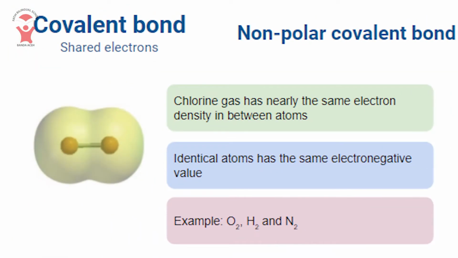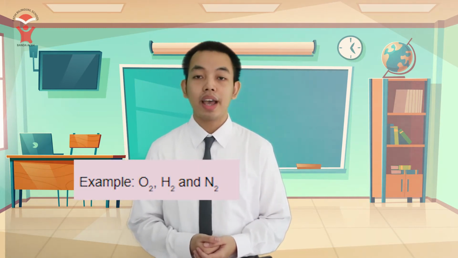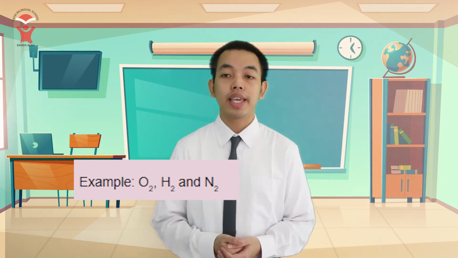A covalent bond is formed when electrons are shared between atoms. A nonpolar covalent bond occurs when the atoms are identical or when the electronegativity difference between atoms is below 0.5. Take a look at this chlorine gas, where two atoms of chlorine are bound together to form a covalent bond. Chlorine gas has nearly the same electron density between the atoms. This happens because identical atoms have the same electronegativity values. Some compounds that have nonpolar covalent bonds include gases like oxygen, hydrogen, and nitrogen.